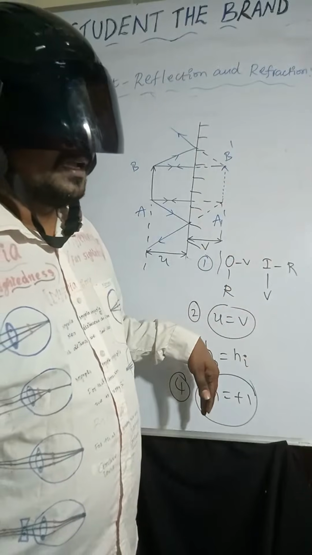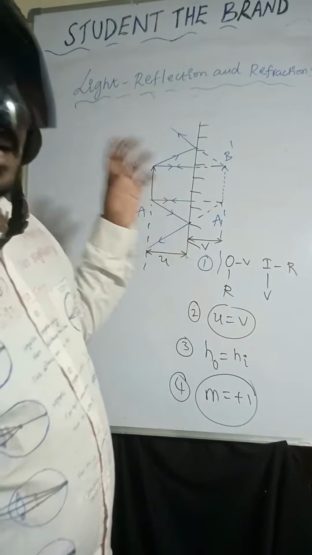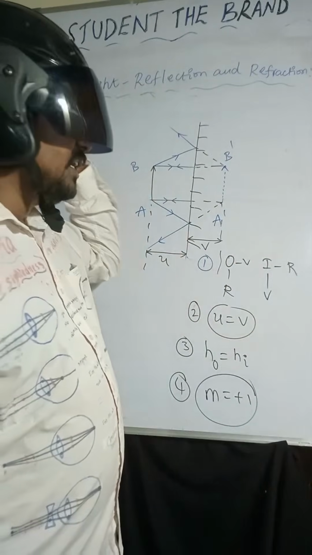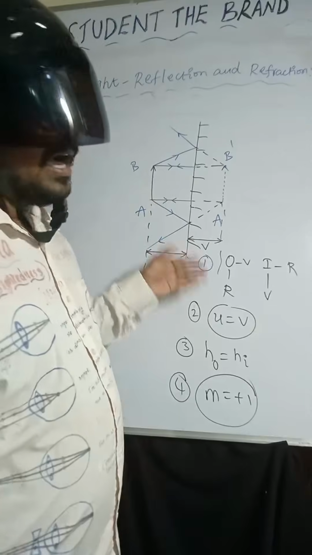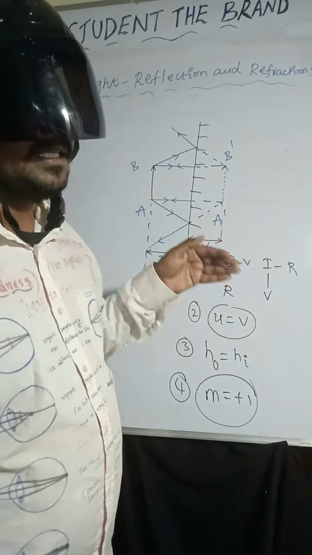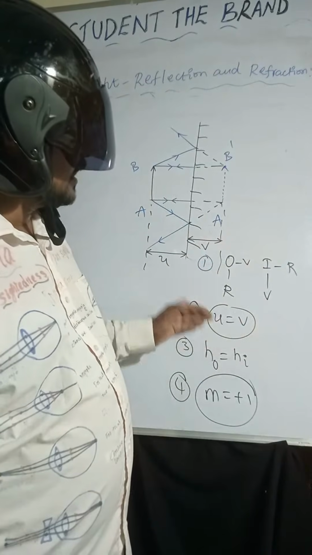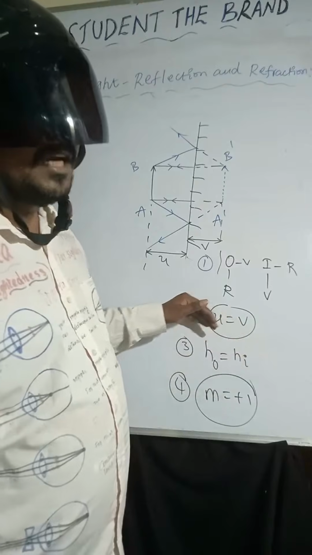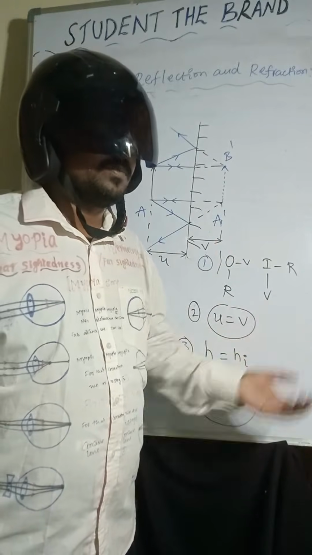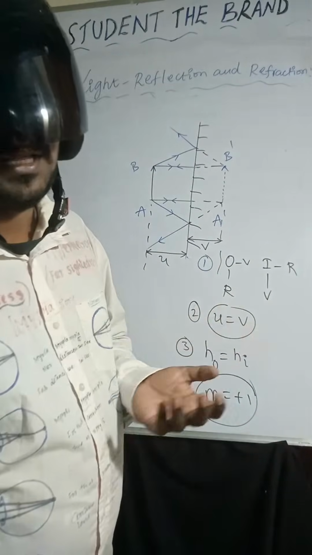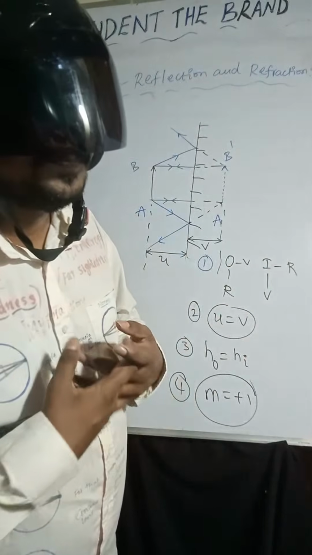That's why we are taking magnification as +1. I hope it is very clear to you all. Once again, object is real, image is virtual. Object is virtual, image is real. Object distance is equal to image distance, size of the object is equal to size of the image, and magnification is +1. Virtual, erect, and same size. I hope it is very clear to you. Is it clear? Do you have any doubts?